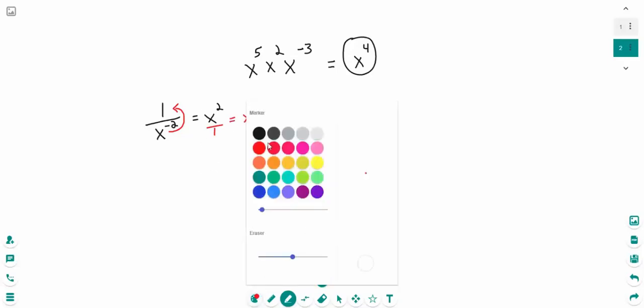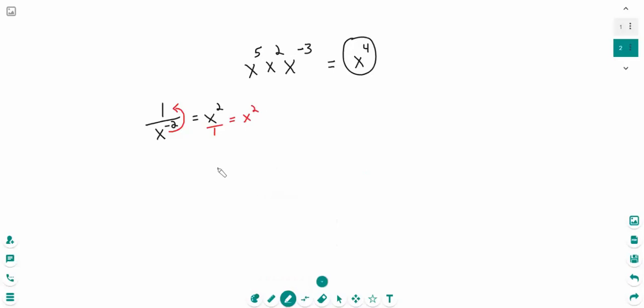All right. So let's practice a few of those. If I've got, let's say, 1 over y to the negative 3, and I told you to rewrite this, eliminating negative exponents, it would be pretty easy. All I need to do is move this y to the negative 3 up into the numerator.